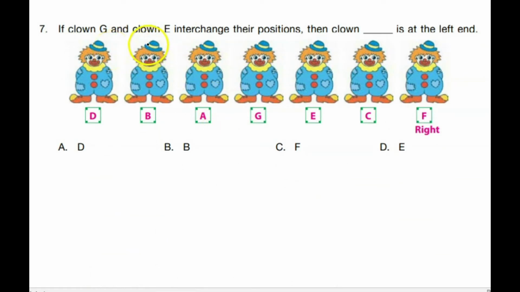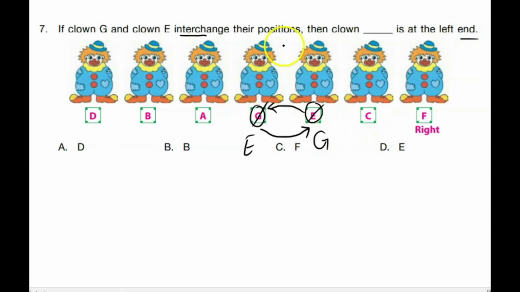If clown G and clown E interchange their positions, where is G? Clown G and clown E interchange their position. Interchange means G will go there, they will exchange their positions. So here we have E and this will be the position for G. Now, then clown dash is at the left end.